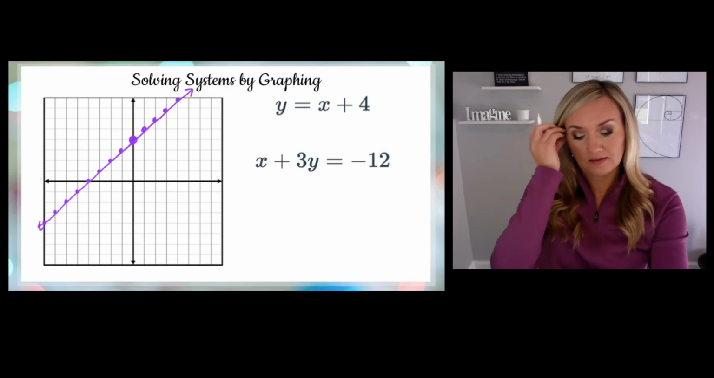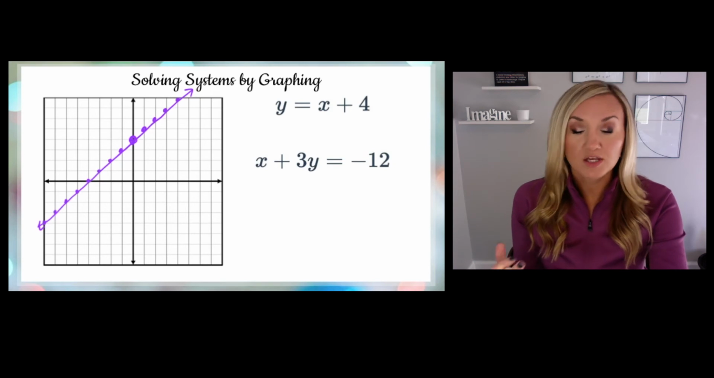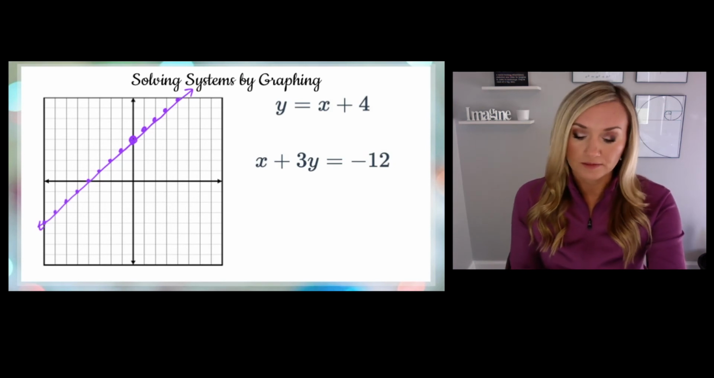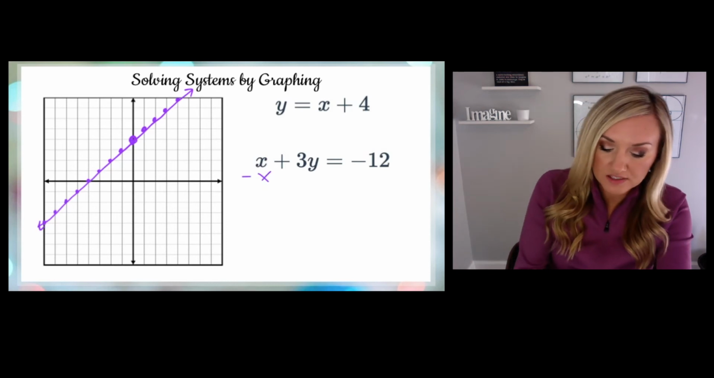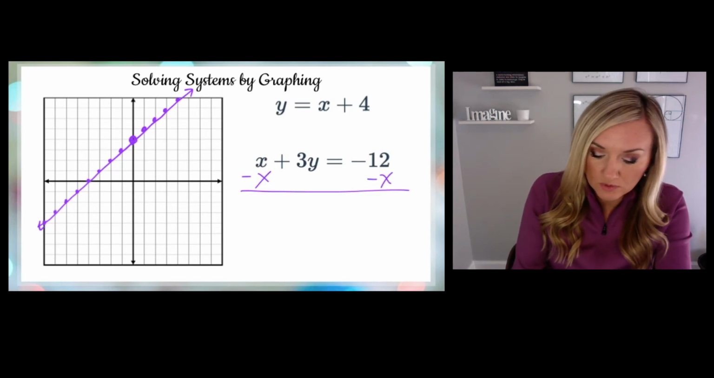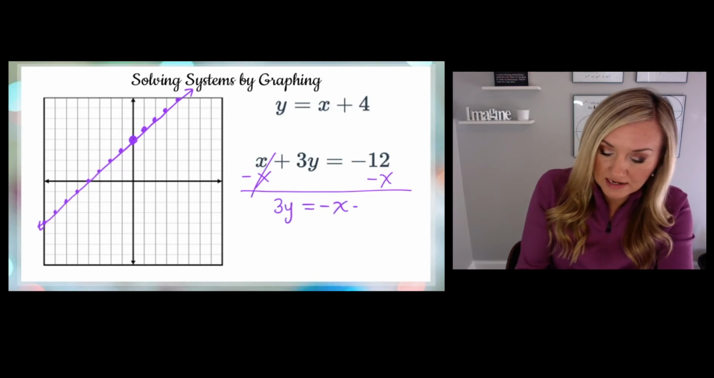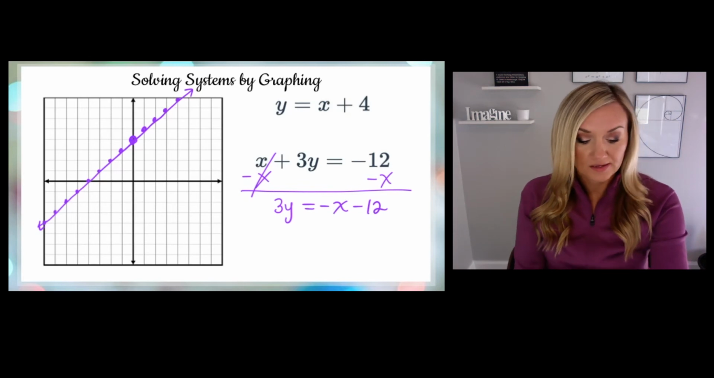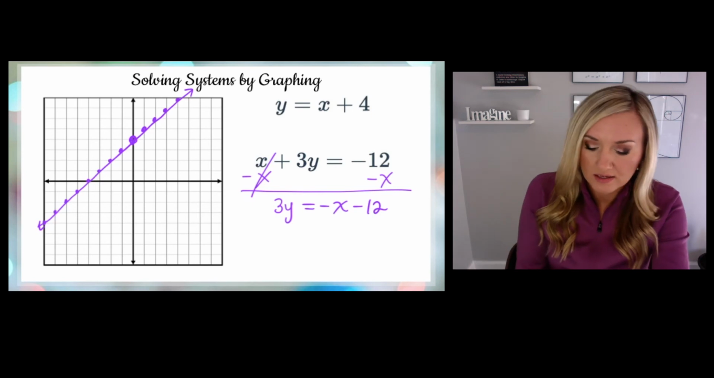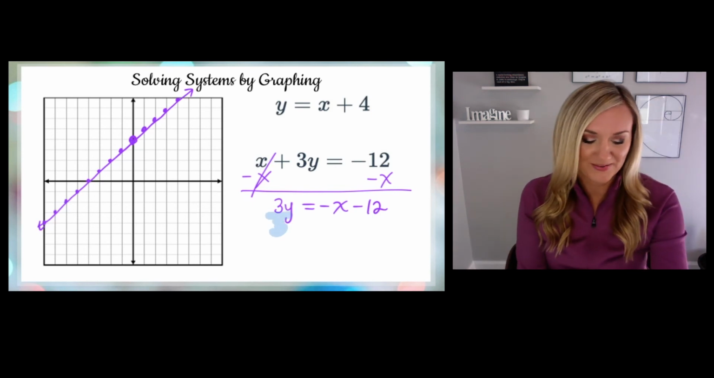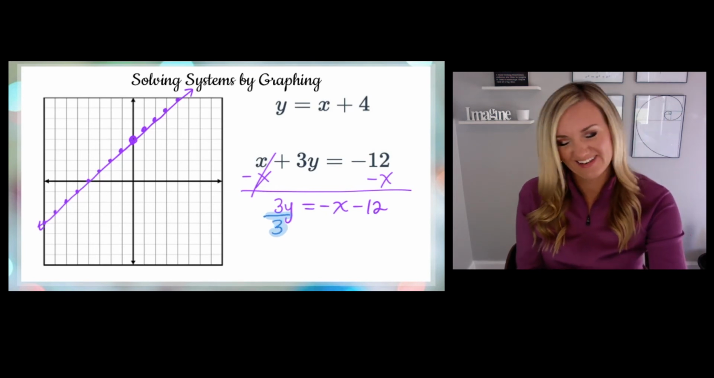Now the next equation is in standard form. So let's go ahead and solve for y. I have an x and I have a 3. Well, let's move the x to the other side. And when we do that, we now have 3y equals -x minus 12. Now that is still not by itself. The y is being multiplied by 3. So let's go ahead and do, oh, that's a highlighter. Sorry about that. Let's go ahead and divide by 3.